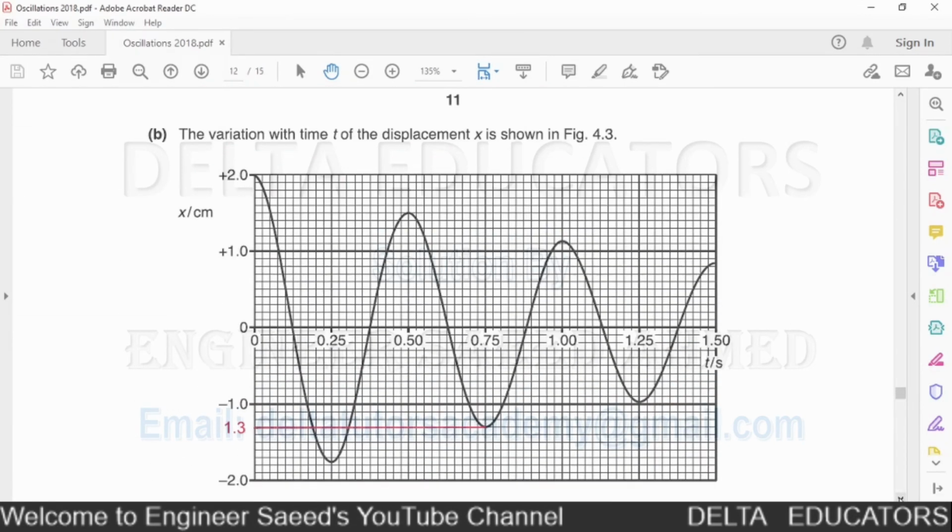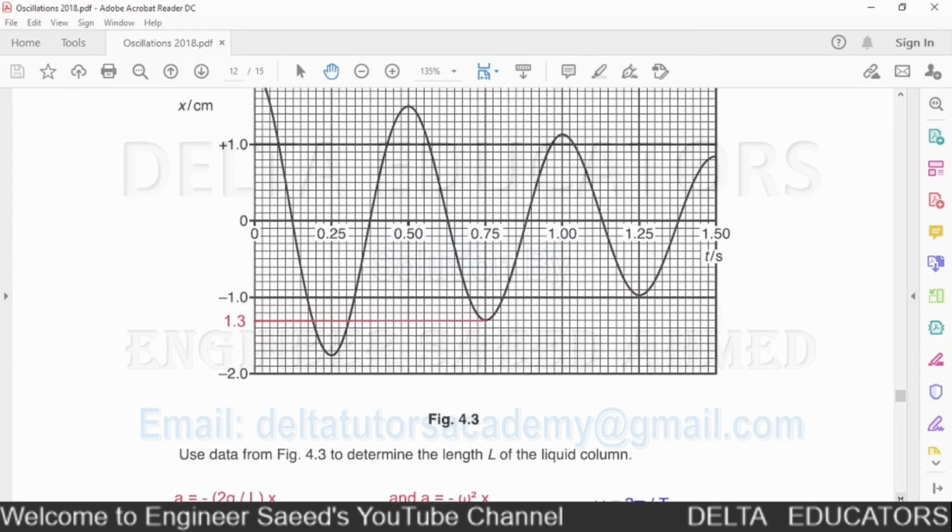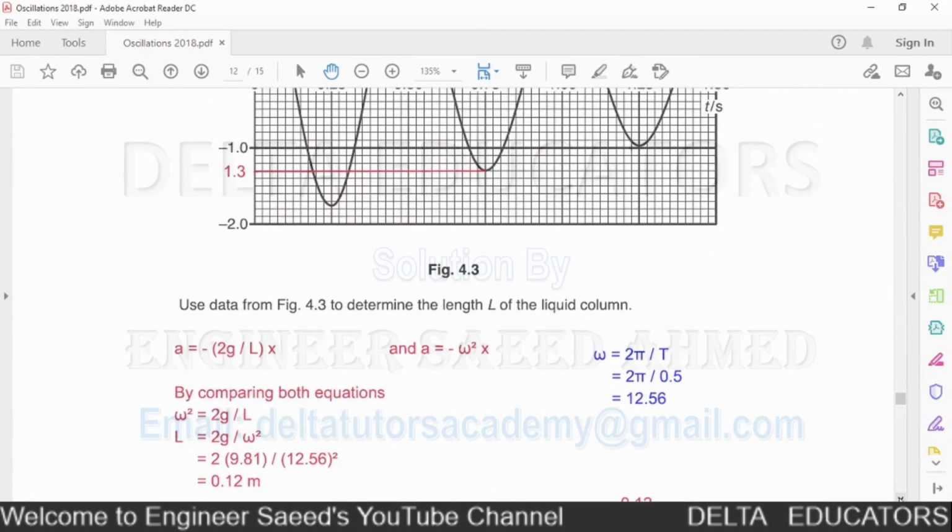Part B. The variation with time t of the displacement s is shown in figure 4.3. Use data from figure 4.3 to determine the length L of the liquid column. In the previous part, we have given an equation a is equal to minus 2g over L into x. And we have also studied a relation a is equal to minus omega square x. By comparing both equations, we will get omega square is equal to 2g over L.